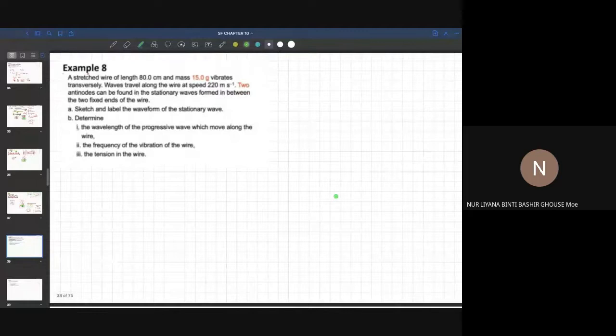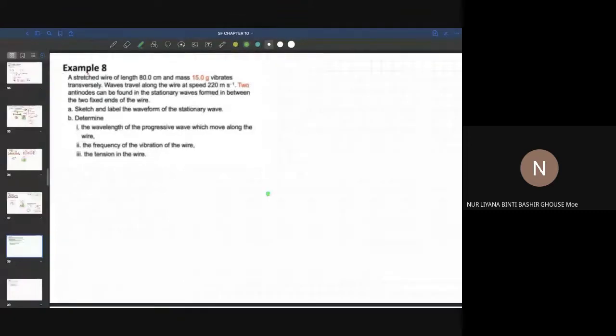Siapa yang dah siap example 8, you type done dekat chat box. So when I see most of you are done, baru Miss akan discuss. Siapa stuck, tak ada idea macam mana nak buat or you need help, just let me know.